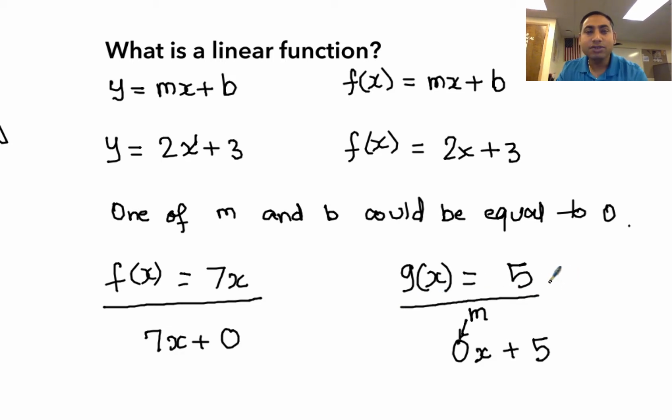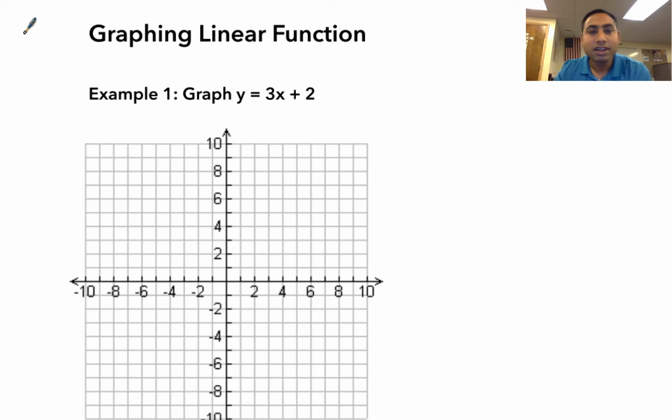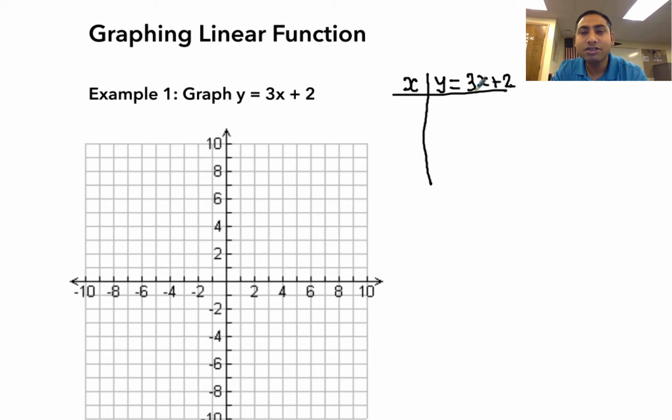Alright, so now that we know what linear functions are, let's take a look at how to graph them. For the first example, I'm going to show you how to graph y equals 3x plus 2. The way we're going to graph a linear function, at least for now, is by making a table of x and y values. The first column will have some x values, and the second column will have y values, which are given by 3x plus 2 based on the definition of the function.